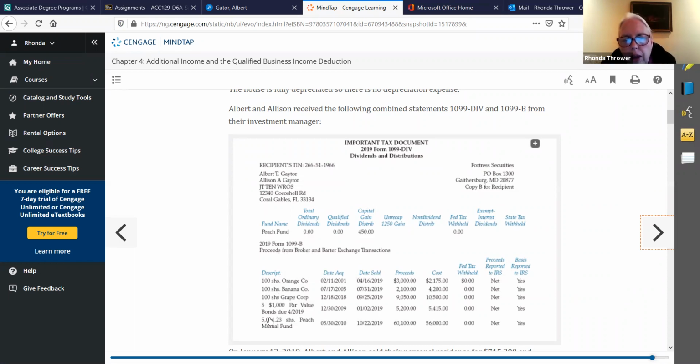They also had some bonds that they had purchased as an investment. All of these are types of investments. They also have a mutual fund, which we talked about. We just received a capital gain distribution off of this Peach Fund here. But all of these are types of investments.